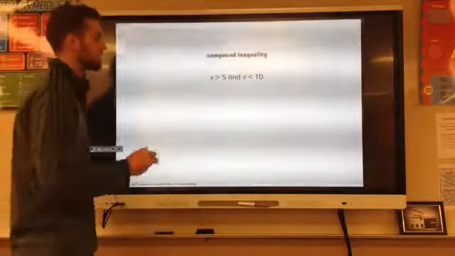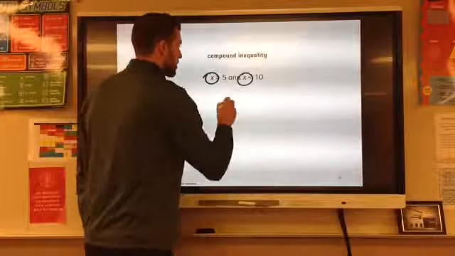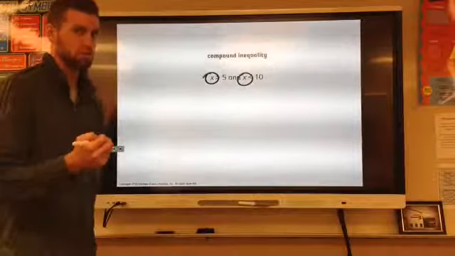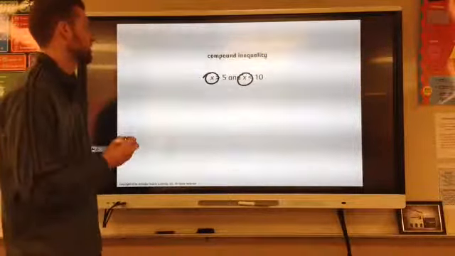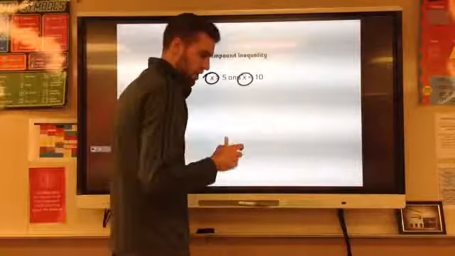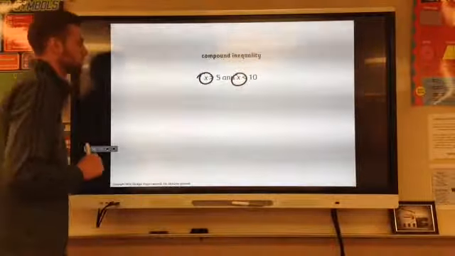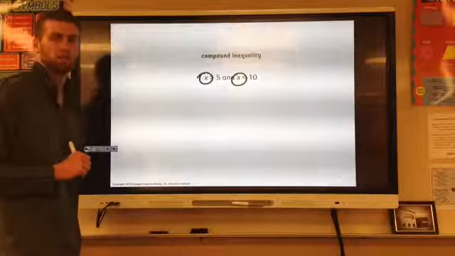Okay, let's get to what a compound inequality is. So this is saying x is greater than 5 and x is less than 10. Okay, this x is the same thing because, remember, variables represent numbers, and if it's the same variable, it means that it's the same number. Okay, now this is the tricky step here that we're going to have to get familiar writing with.